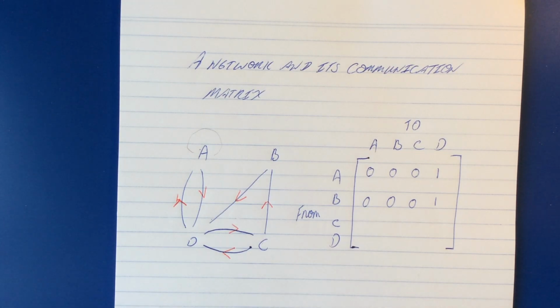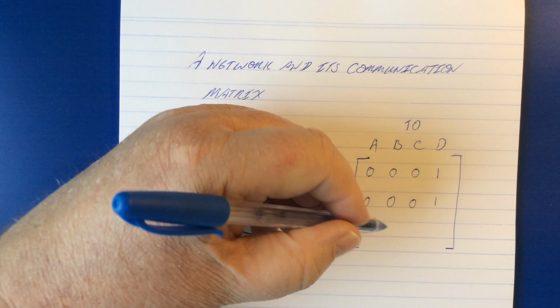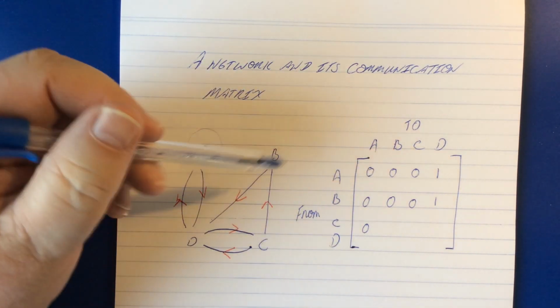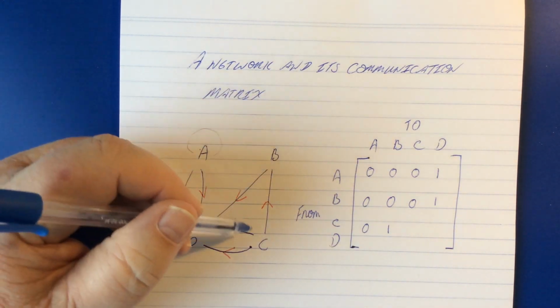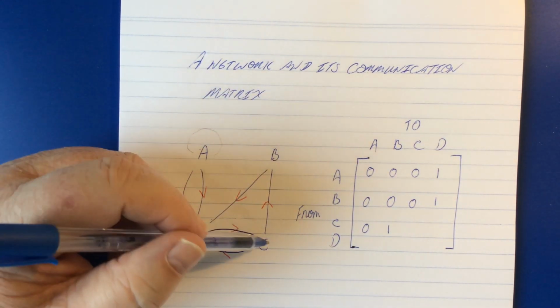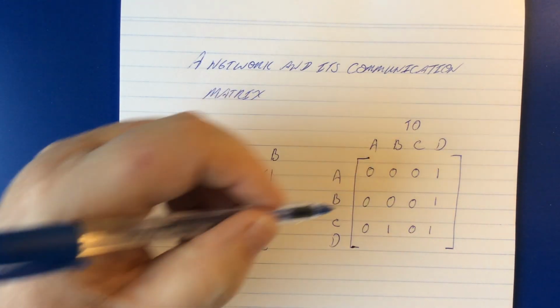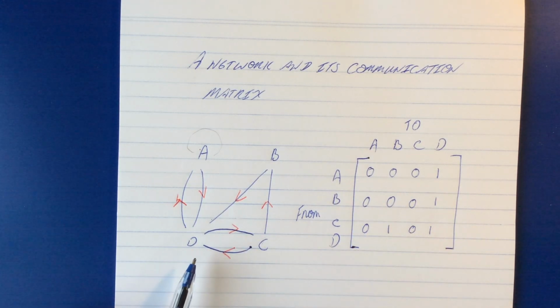Right, third row. C to A, no, not directly. C to B, yes, directly, 1. C to C, no. C to D, yes. So that's a no and a yes. Okay, you can see how this is building up.